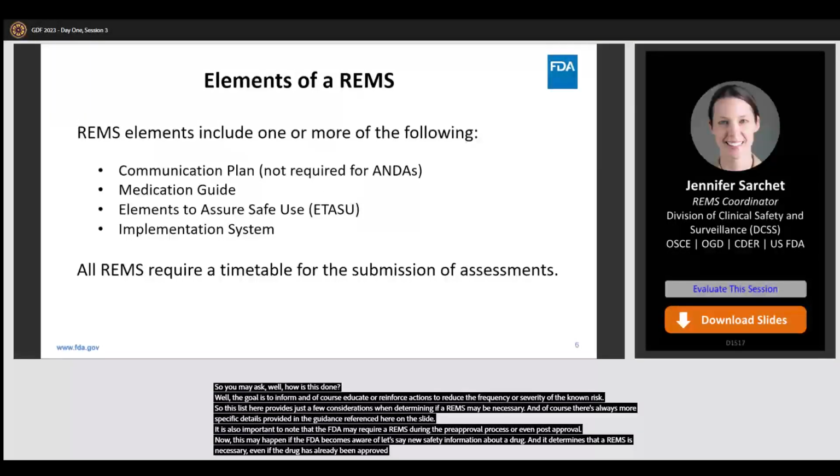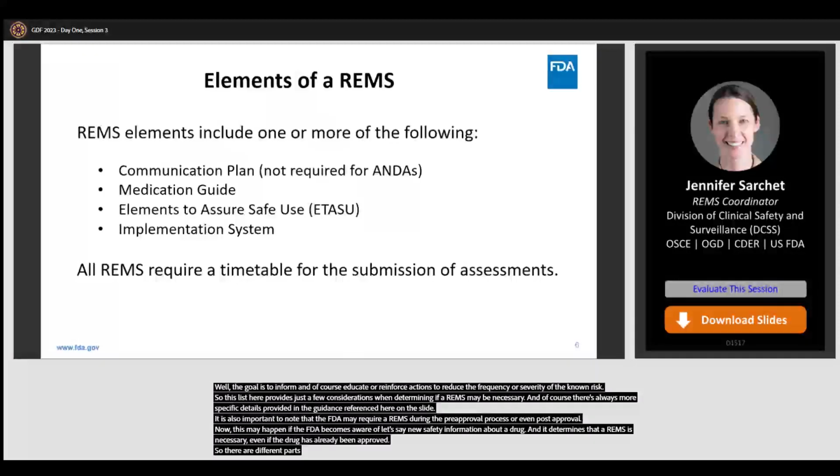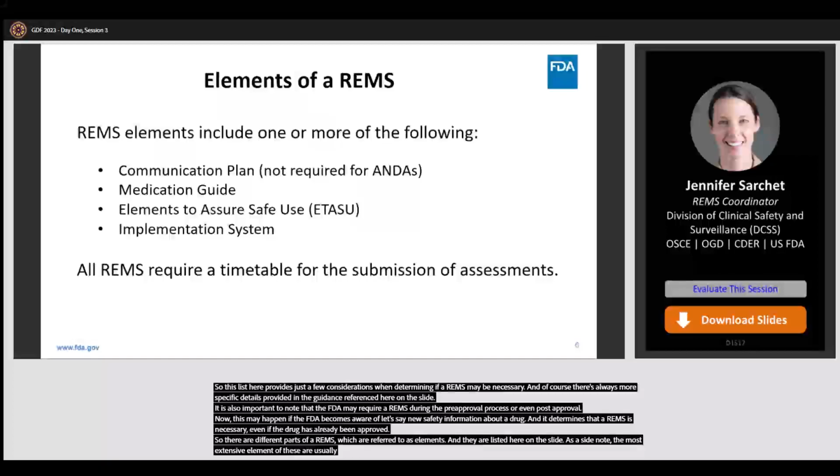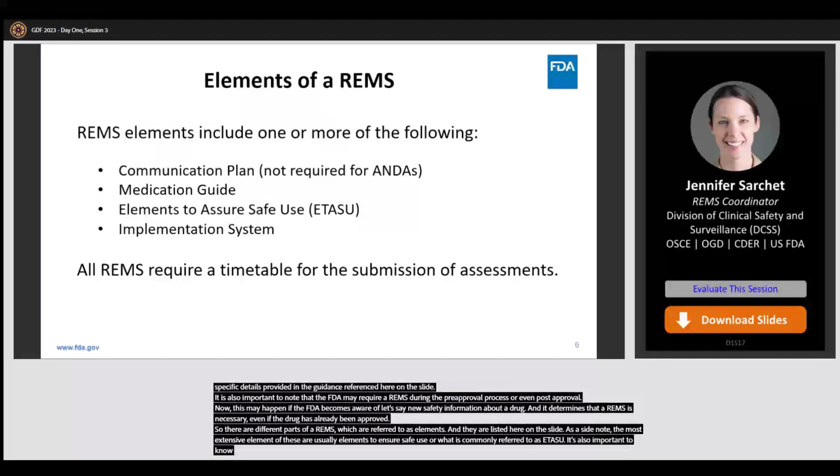So there are different parts of a REMS which are referred to as elements, and they're listed here on the slide. As a side note, the most extensive element of these are usually elements to ensure safe use, or what is commonly referred to as an ETASU. It's also important to know that all REMS programs require the submission of assessments, and these may be used to modify the REMS or in some cases even eliminate the REMS if it is determined that a REMS has repeatedly met its goals. We'll talk more about REMS assessments a little bit later in the presentation.